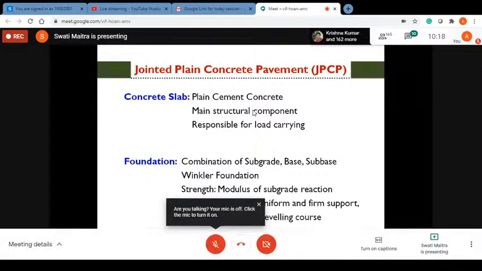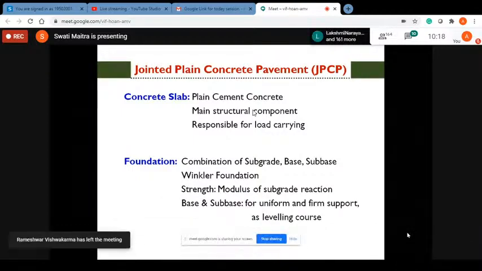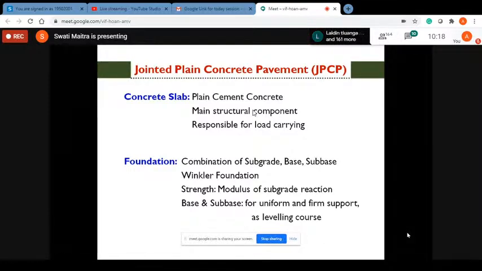Foundation is composed of subgrade, base, and sub-base layers. And the strength is expressed by a parameter termed as modulus of subgrade reaction. Here we assume that the foundation is a Winkler foundation. That means it is assumed that it is composed of a number of springs supported, and the shear strength is not there. So it has only one parameter, that is the spring stiffness, and for subgrade we express this as the modulus of subgrade reaction.